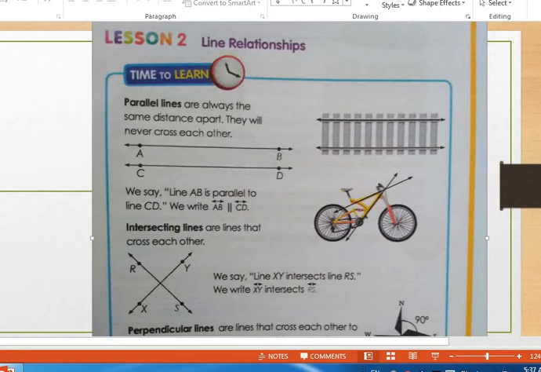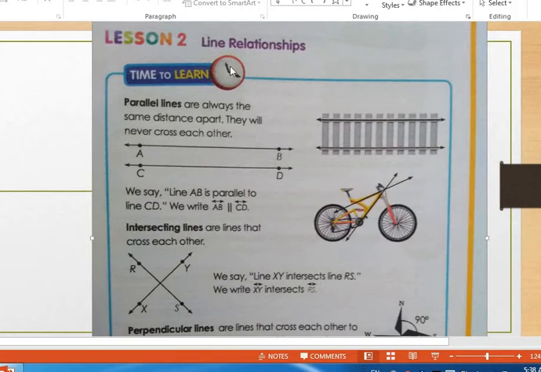I hope you're fine. Okay, today we're going to have a lesson about the relationships between lines. Lines can be intersecting, parallel, or perpendicular. Intersecting lines may or may not be perpendicular. Perpendicular lines meet at right angles. Parallel lines will never meet.